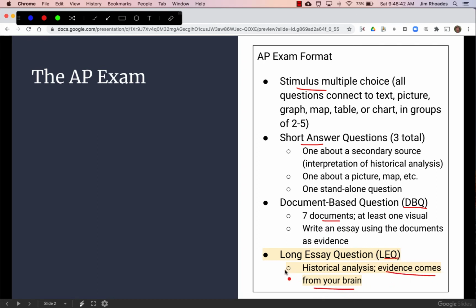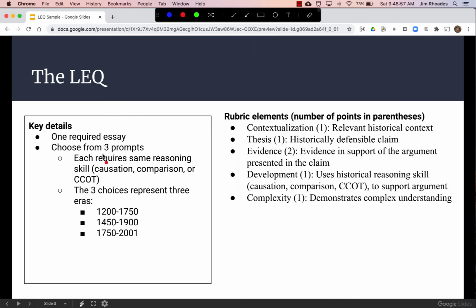So in the LEQ, you're presented with a prompt that you just answer off the top of your head. It's basically a longer version of this standalone SAQ. You will have a choice of 3 prompts. Each of those prompts will require the same reasoning skill, such as cause and effect, comparison, or continuity and change over time. And they will cover 3 different time periods, and you'll get to pick the one you feel you can write the strongest essay on.